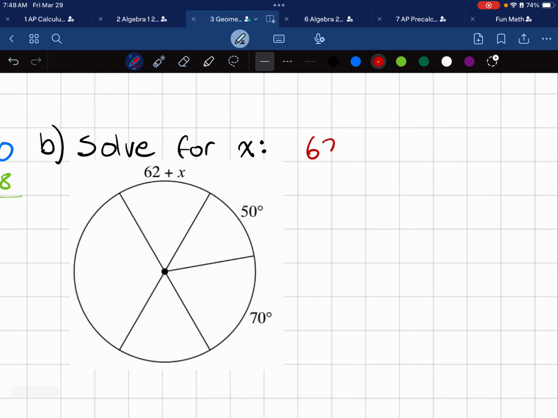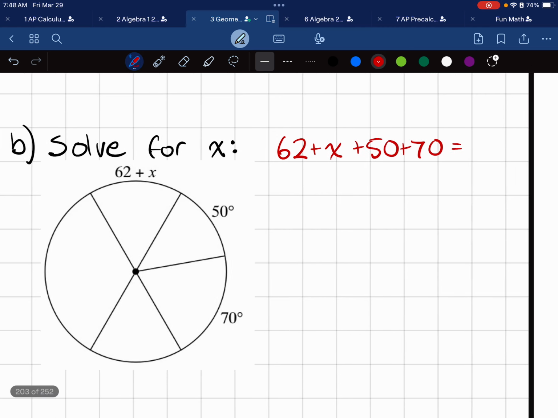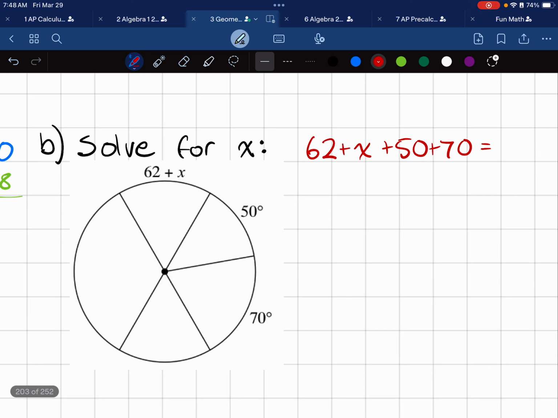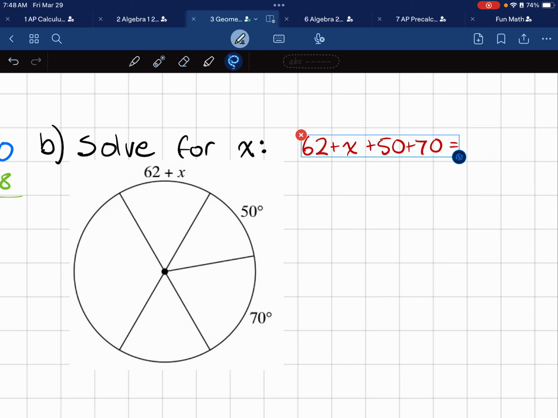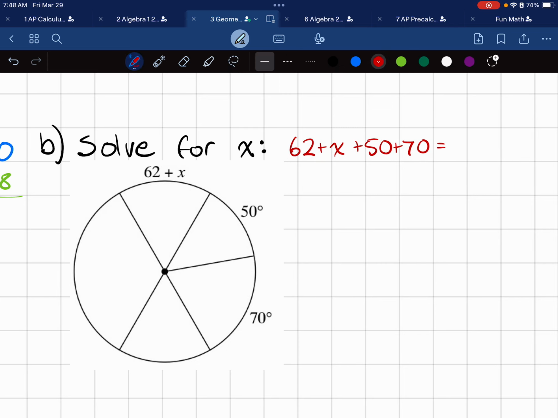So I'm going to say 62 plus x plus the 50 plus the 70, all should add up to... I'm going to run out of room here because when I print my notes out, this part gets cut off, so I can't actually use it. I don't know if I can write here. Maybe I can, I'm going to shrink ray this down. So grab you, shrink ray you down there. That should be good enough. And I can say that's equal to 180 degrees.